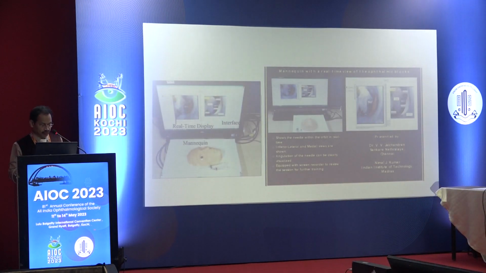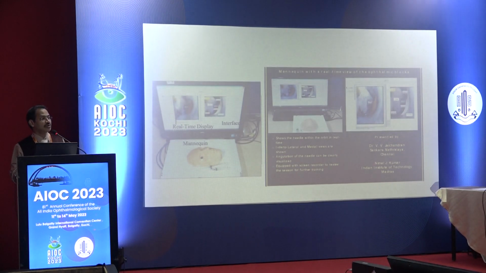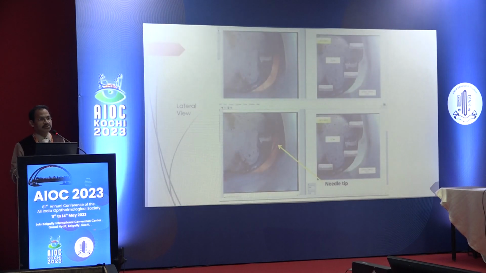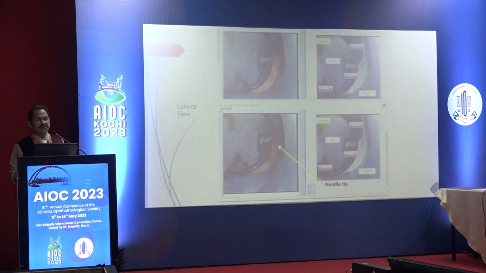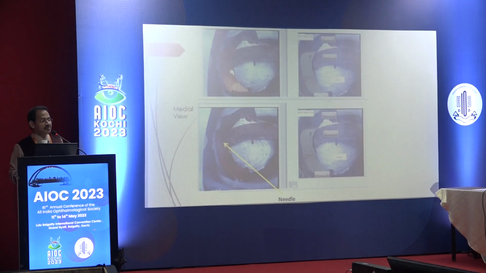Based on this, we placed two cameras, one at the inferolateral wall and the other at the medial wall in the mannequin, and thereby we are able to see the needle track also. This is the lateral view, and here we can see the needle very clearly. From the lateral view, you can also observe the globe, optic nerve, and the extraocular muscles. This is the medial view, and once again we can clearly appreciate the needle just between the medial orbital wall and the globe.